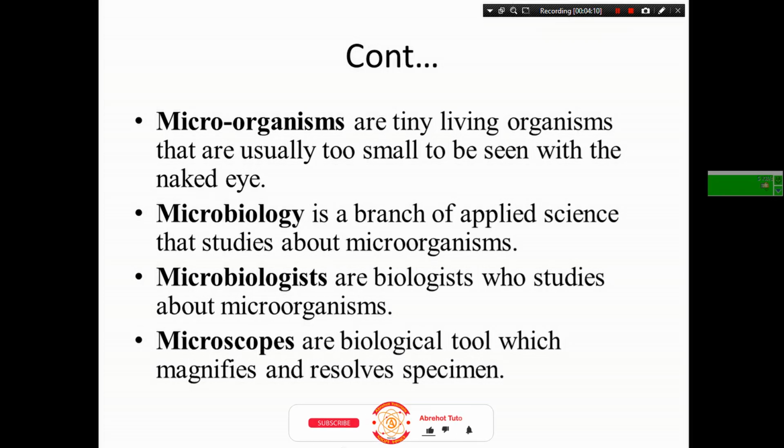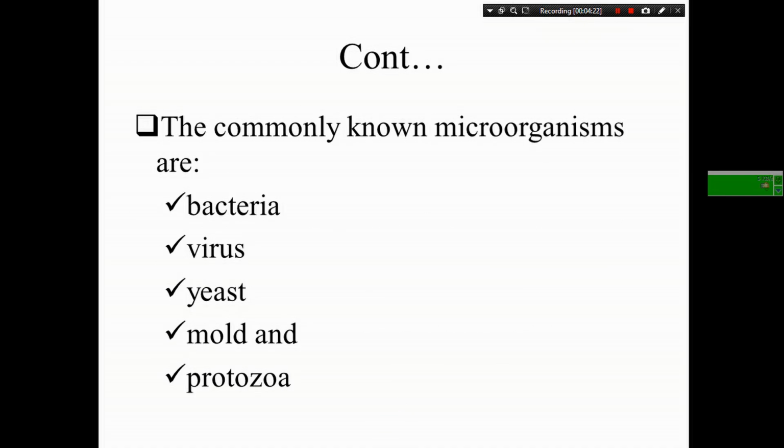So generally, microorganisms are tiny living organisms that can only be seen with the aid of a microscope, which means they are too small. They are such tiny particles that they can't be seen with our naked eye. The commonly known microorganisms are bacteria, viruses, yeast, mold, and protozoa.